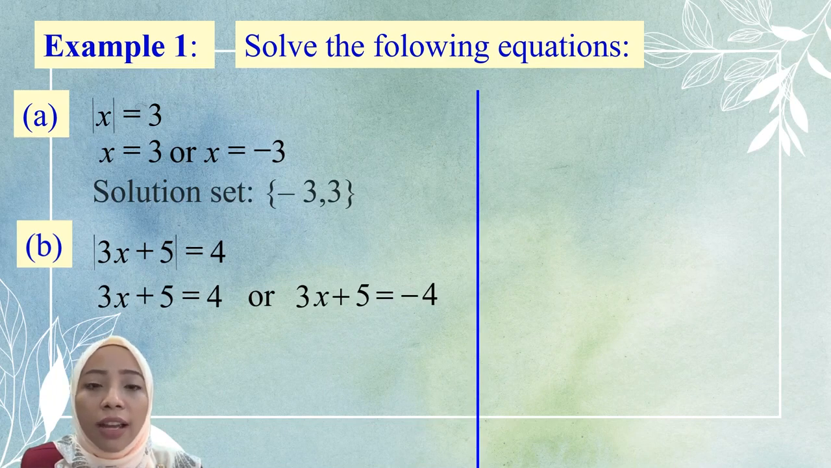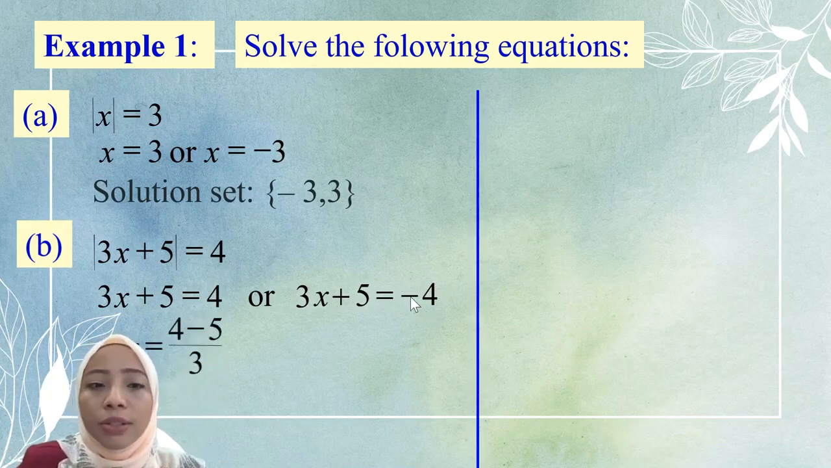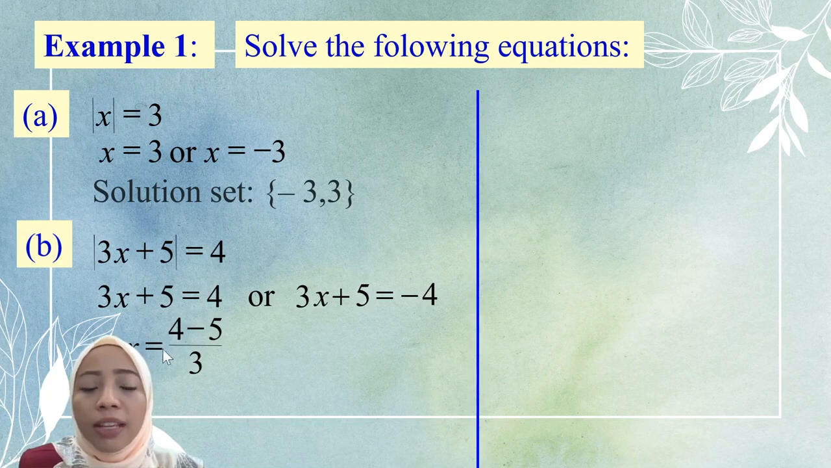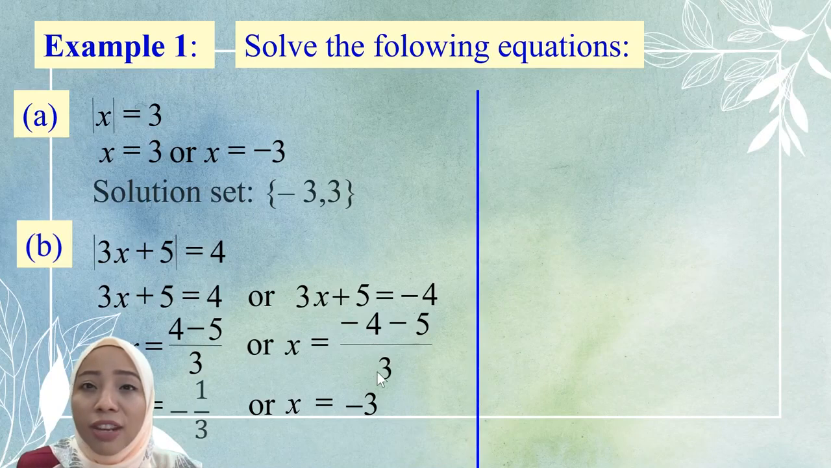By using definition, we will get 3x plus 5 equals positive 4 and 3x plus 5 equals negative 4. Okay, we calculate the first part. So we bring 5 to the right. So 4 minus 5, we get negative 1 over 3. Then the second part, we bring 5 to the right, becoming negative 4 minus 5 over 3. And we will get x equals negative 9 over 3, we get negative 3.